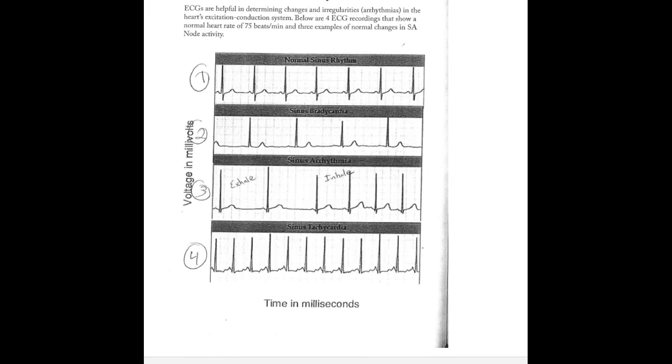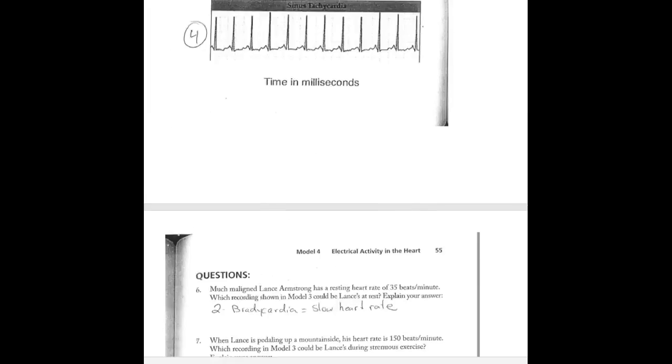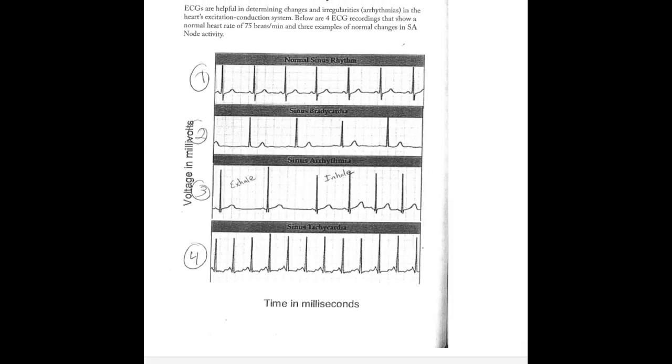This is the part that I really wanted to get to because I think it's what bears some explanation and it's just fun. So I have labeled them 1, 2, 3, 4. We will go through these questions. One being a normal sinus rhythm. Much maligned Lance Armstrong has a resting heart rate of 35 beats per minute. That is super low. Which recording shown in Model 3 could be Lance's at rest? I say it is number 2.